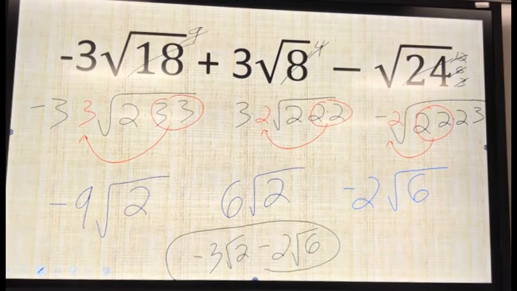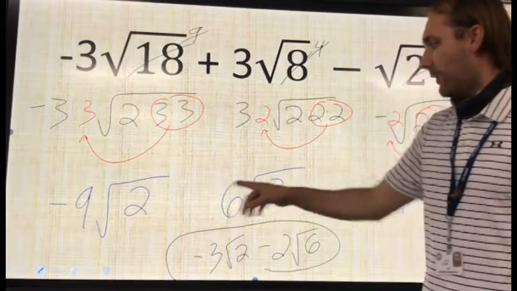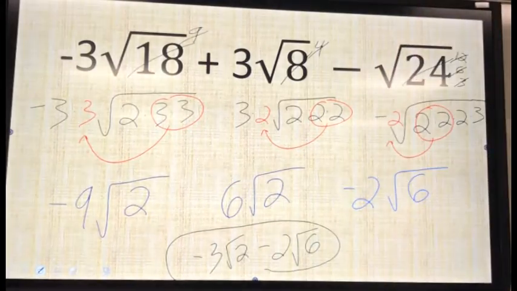So that's adding and subtracting. Simplify. Make sure they have the same power and the same radicand, and then you can add them together. Just add the coefficients.